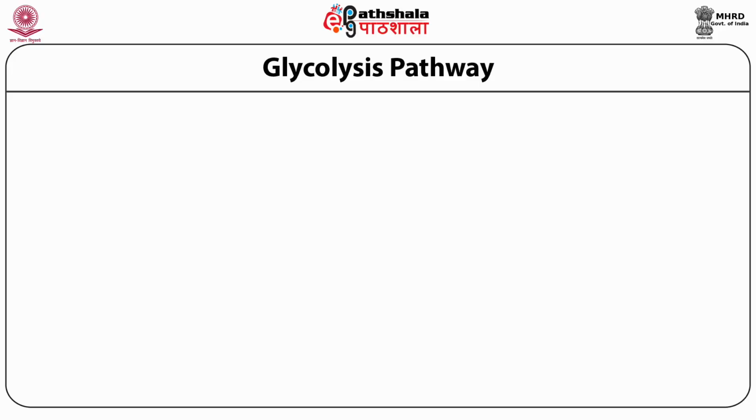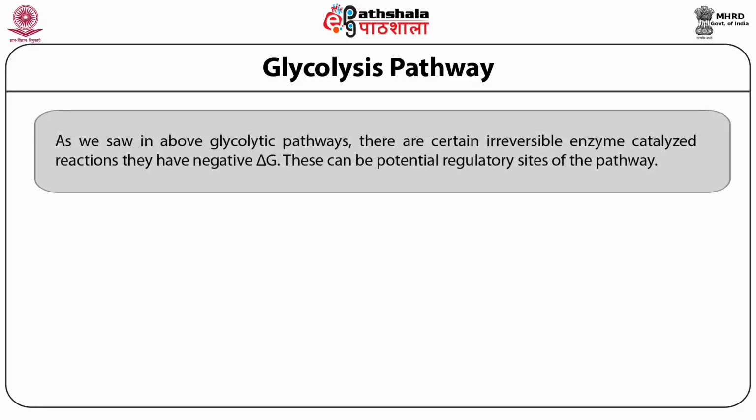Glycolysis involves many enzymes and there are certain checkpoints where we can regulate glycolysis. Let us briefly review the glycolytic pathway. We observed that there are certain irreversible enzyme-catalyzed reactions which have a negative delta G. This can be a potential regulatory site of the pathway.